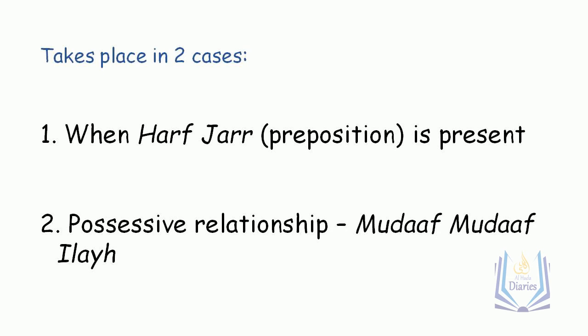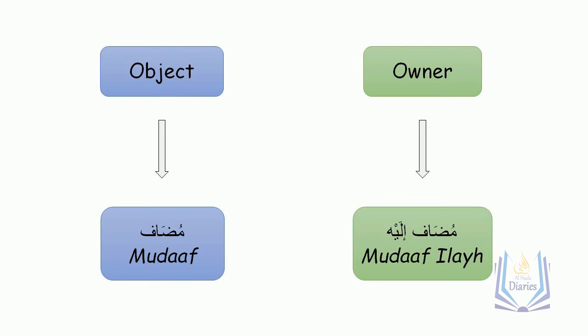Jar, majroor. This concept takes action in two cases. One is when harf jar is present, when a preposition is present, or in a possessive relationship. That is the relationship between an object and an owner. Object is called the mudaf and owner is called the mudaf ilay. Now most of the time we know the terms mudaf and mudaf ilay, and the problem arises when we don't know how to differentiate between them. As in we are confused, we don't know if mudaf is actually the owner or the object which is owned, and whether the mudaf ilay is the owner or the object that is owned.